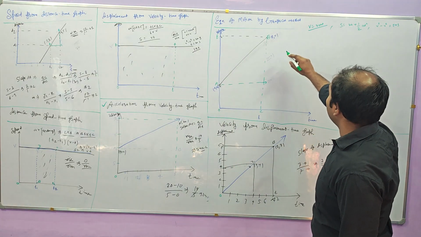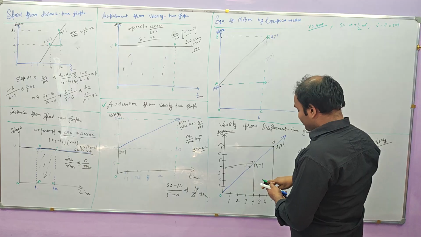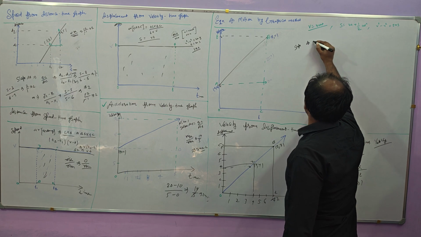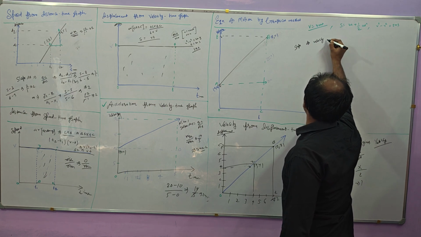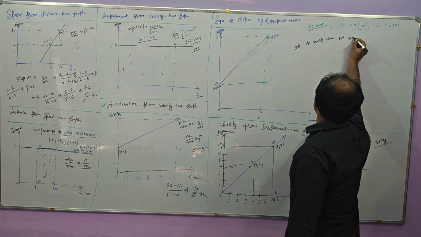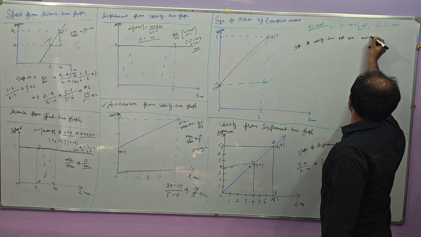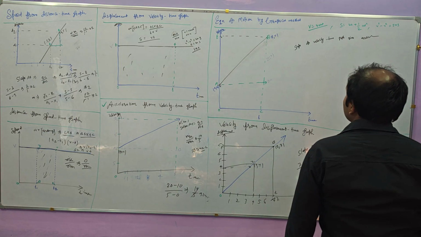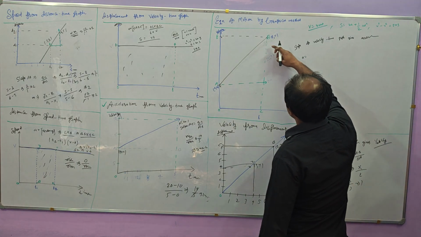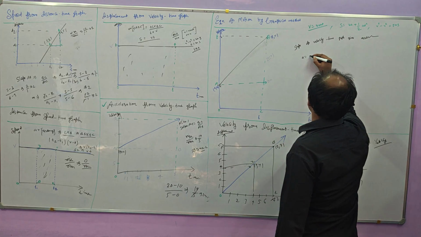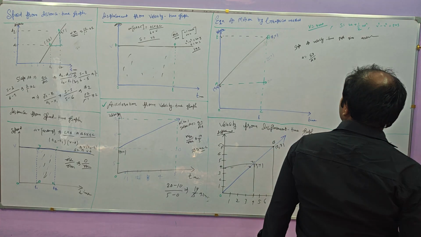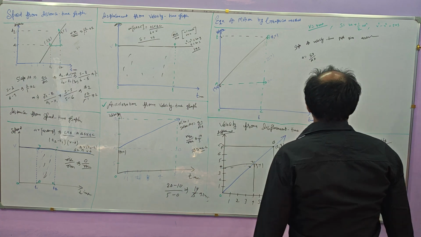We know the slope of the velocity time graph gives acceleration. That means A is equal to BD upon AD. This is our BD and this is our AD.